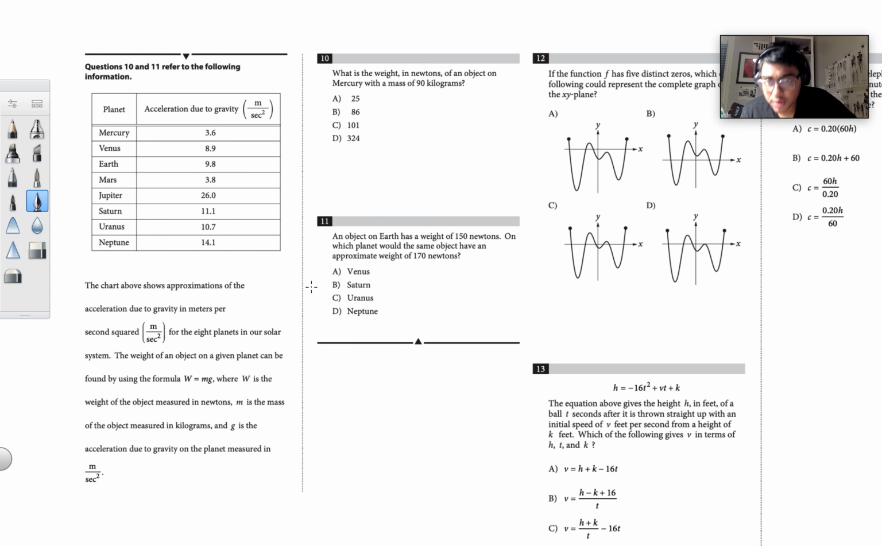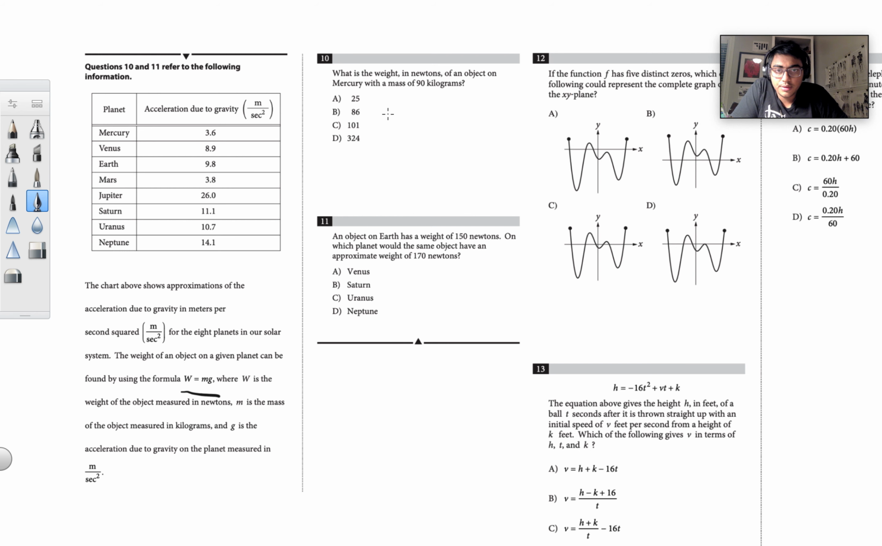The chart above shows the approximations of the accelerations due to gravity in meters per second squared for the 8 planets in our solar system. The weight of an object on a given planet can be found by using the formula W equals mg, where W is the weight of the object measured in newtons, m is the mass of the object measured in kilograms, and g is the acceleration due to gravity on the planet measured in meters per second squared. What is the weight in newtons of an object on Mercury with a mass of 90 kilograms?